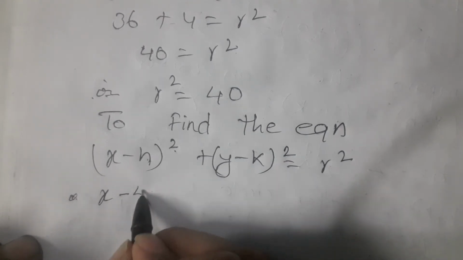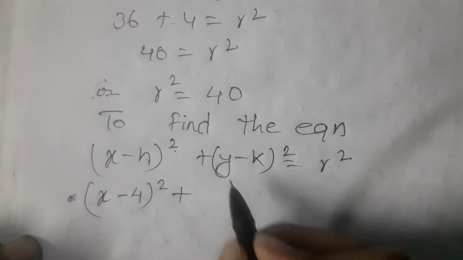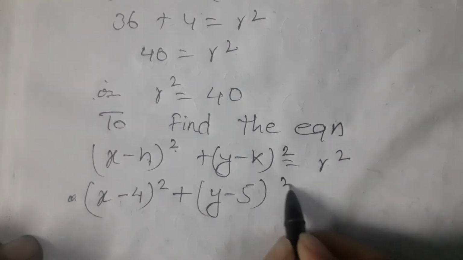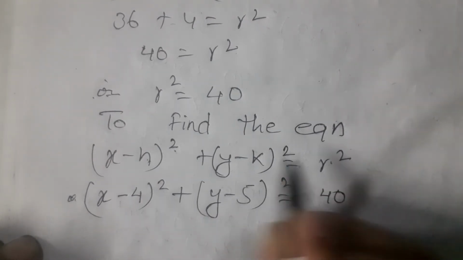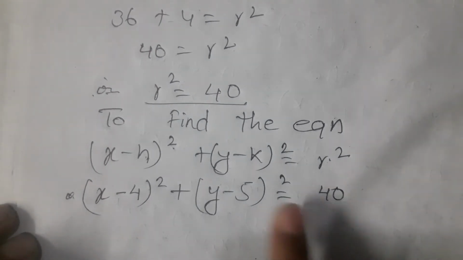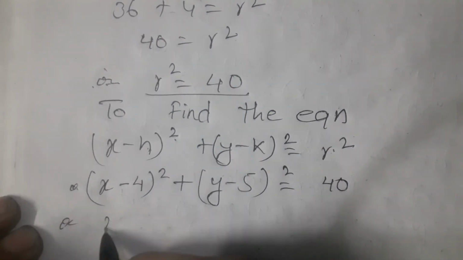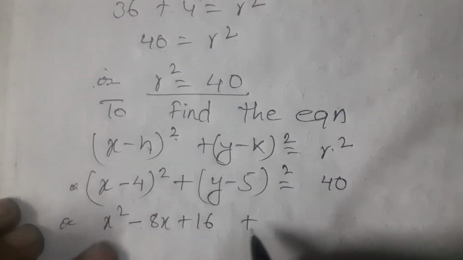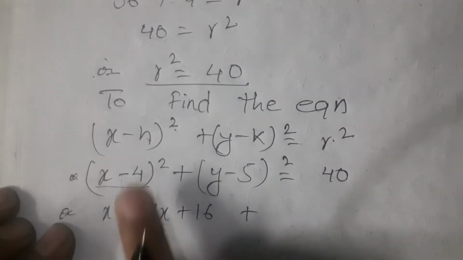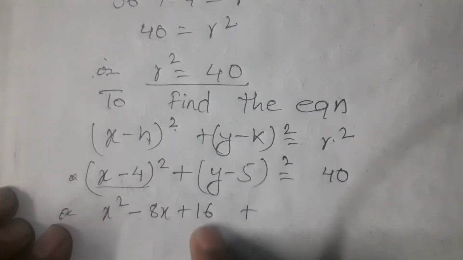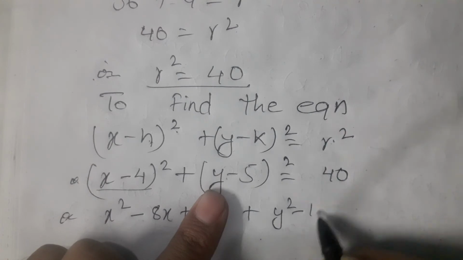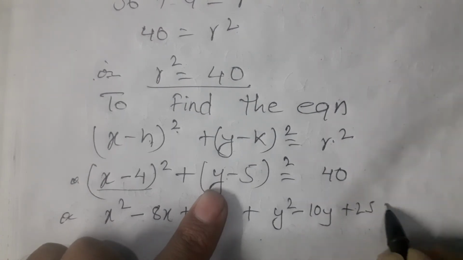So we keep the value of the center only. Our center is 4, so x minus 4 whole square, and y is y, and k is 5, so y minus 5 whole square is equal to 40. We have already got it, for this purpose we use that. Now x minus 4 whole square is x square minus 8x plus 16. This is an expansion of the formula a minus b whole square, a square minus 2ab plus b square. Similarly, y minus 5 whole square becomes y square minus 10y plus 25 is equal to 40.